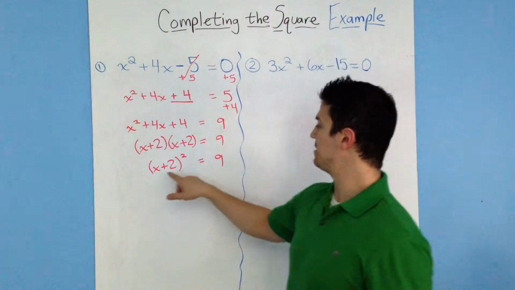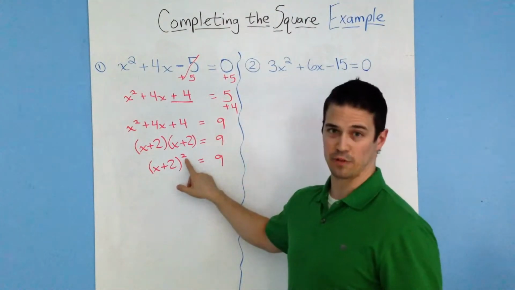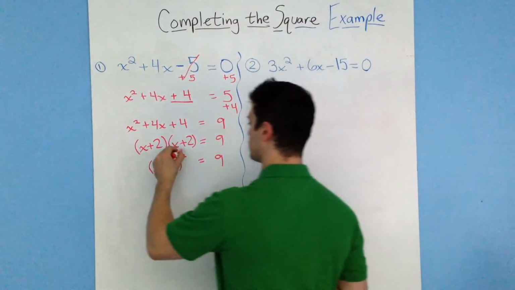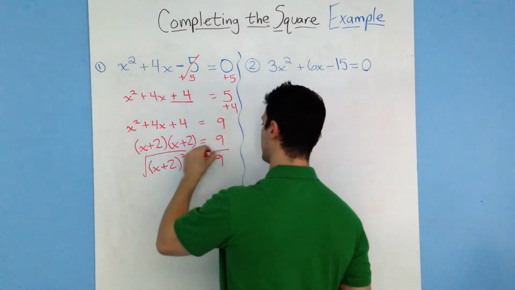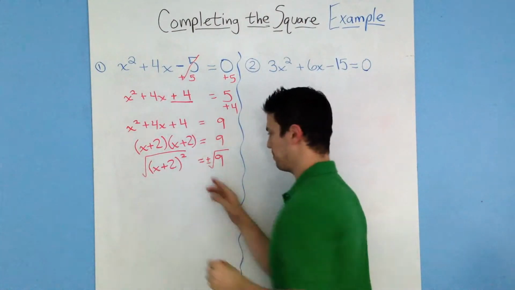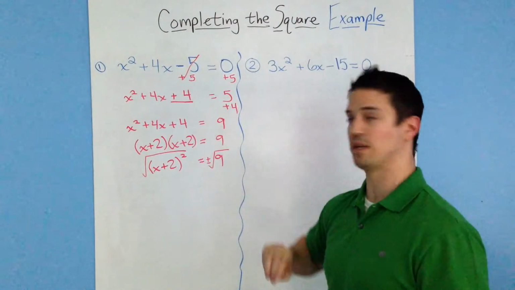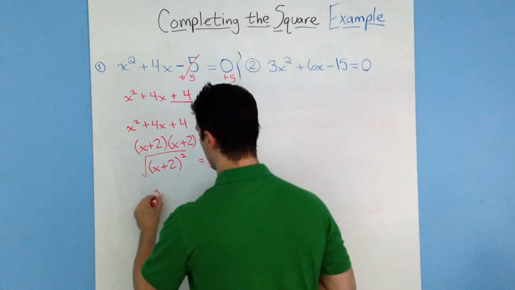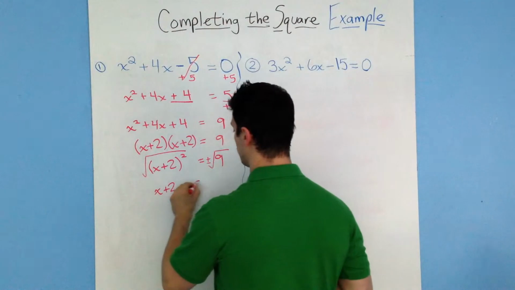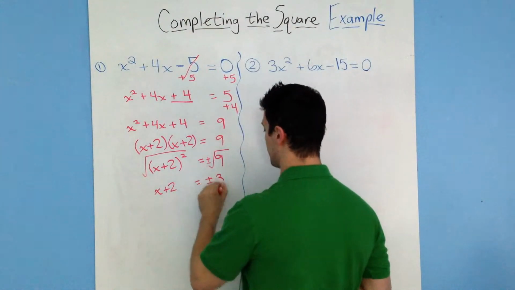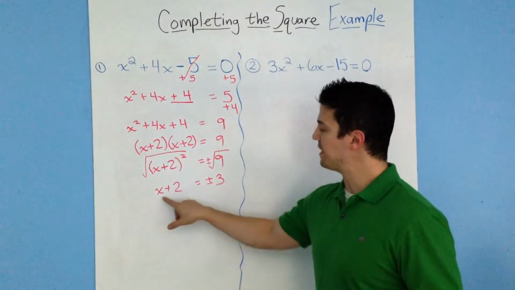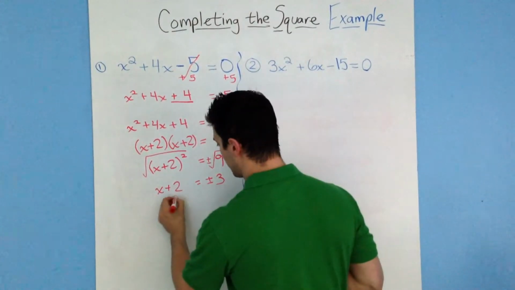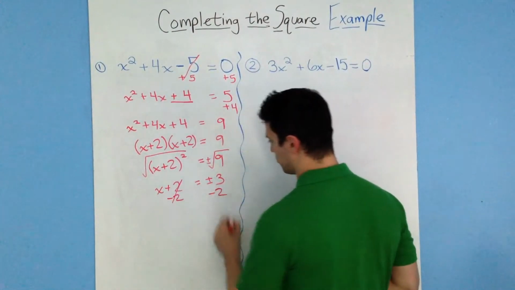Okay, now to solve for x, all we have to do is get rid of this squared up here by doing a square root. So I'm going to square root this side, square root this side. Based on the square root property, you have to add the plus and the minus. Then you end up with x plus 2 is equal to positive or negative 3. Okay, so from here, we need to subtract off the 2 from both sides. That cancels, minus 2 on this side as well.